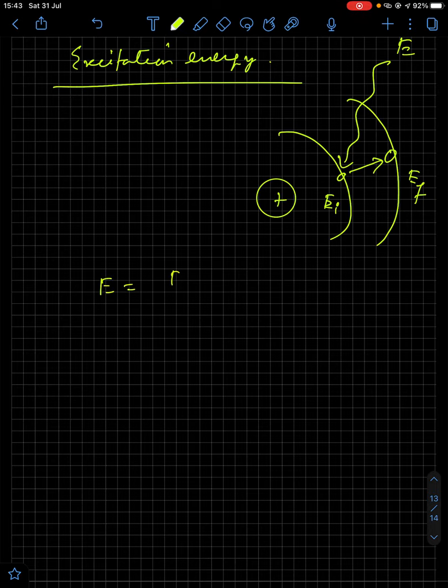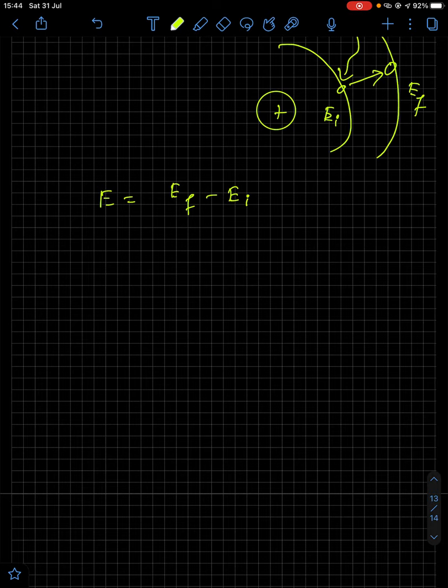So the relation will be E_F minus E_I. Remember, in Bohr's third postulate, de-excitation was happening. The electron was jumping from this part to this part. There we called the outer energy level E_I and the inner energy level E_F. Again, there also we did E_I minus E_F. So only the name is changing, but we are always subtracting the inner energy level value from the outer energy level. It applies for excitation as well as de-excitation. So that's a simple way to remember this.